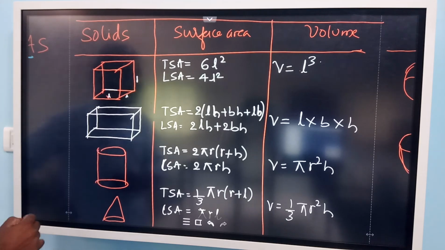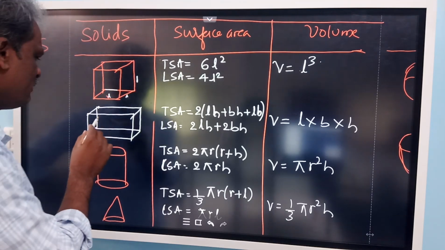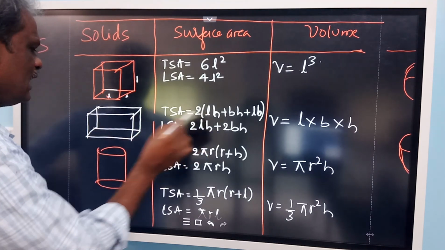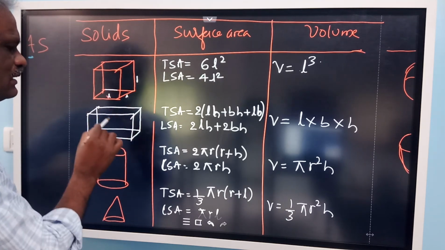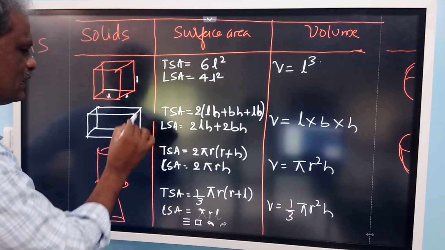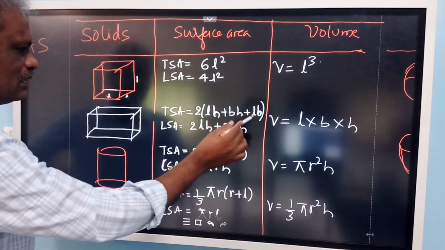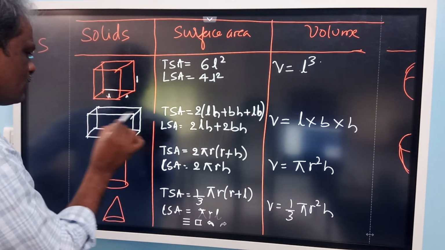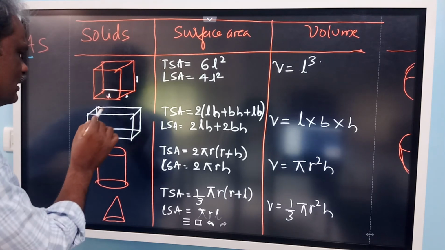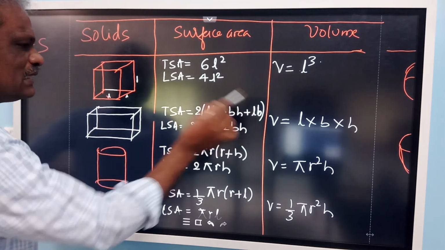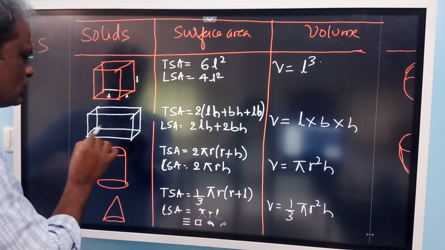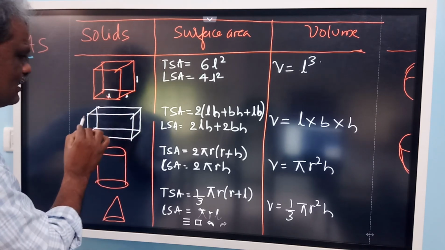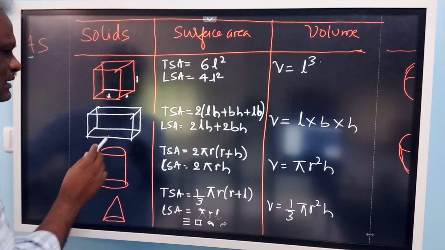Then the next solid is a cuboid. Total surface area here is 2 into (LH plus BH plus LB). LH means this one, there are 2 LHs. Then BH, this surface and this surface. Then LB, this floor and the top portion. Only lateral surface area means this LH 2 times and this BH 2 times. That is the lateral surface area.